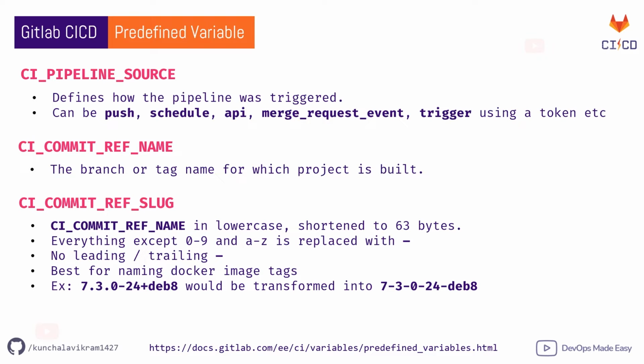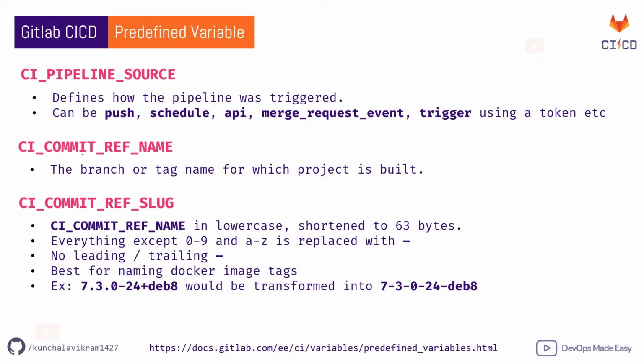So here one of the important predefined variables is CI_PIPELINE_SOURCE. This will define how your pipeline is triggered. Whether the pipeline got triggered through a merge request event, or someone pushed some changes into your source code, or someone created a schedule, or it was triggered through an API call. So this CI_PIPELINE_SOURCE will define that value.